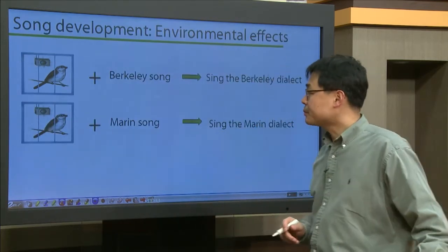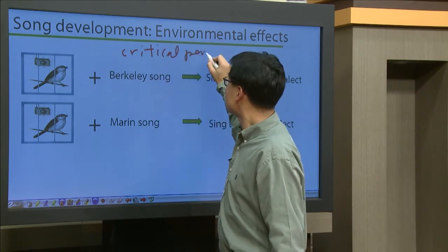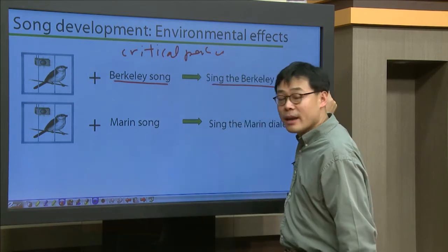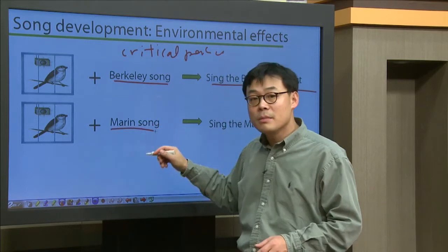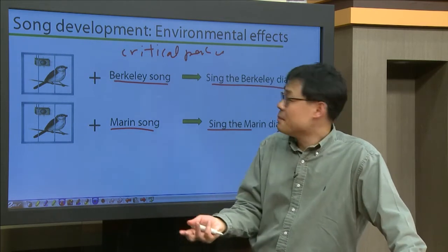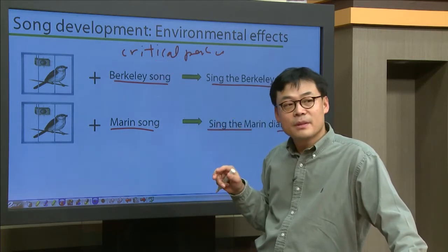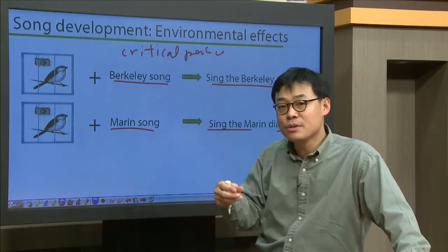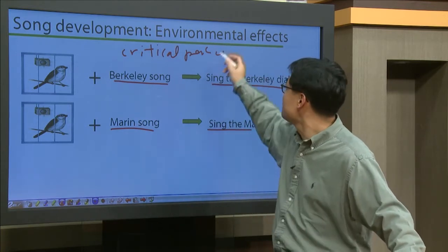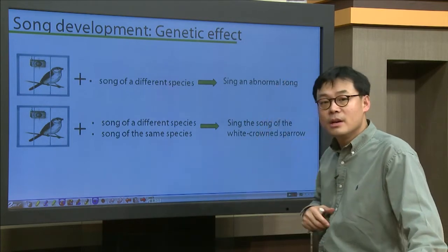But the interesting thing is that during this critical period, if you play back the Berkeley song, they will sing the Berkeley dialect. But if you play the Marin song, to maybe the same bird, then they sing the Marin dialect. It's totally an environmental effect. Depending on what kind of song or dialect you play to the chicks, they will sing the same song when they become adults. So that seems to be an environmental effect in song development. However, it's not totally environment, okay?